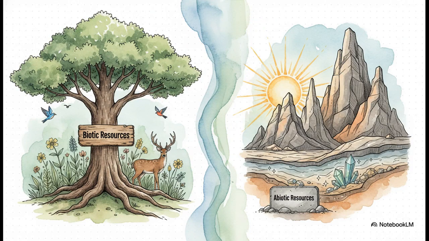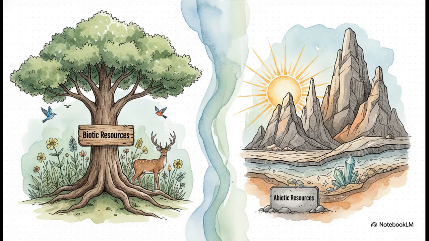Let's start with that first one. Origin. Is it living or not? Simple, right? Biotic resources, like the wood for our furniture or the fish we eat, come from the living biosphere. Abiotic resources, on the other hand, are the non-living things, like the iron ore needed for steel or the sunlight that powers solar panels. This distinction is a classic 2-mark question.